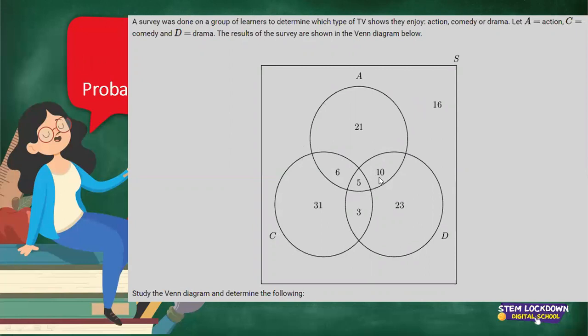So we're going to add all this together: 21 plus 10 plus 6 plus 5 plus 31 plus 3. That gives us the probability of A or C. So 21 plus 10 is 31, 31 plus 11 is 42, 42 plus 5 is 47, 47 plus 31 is 96. So 1 minus 96 over 115 will give us our answer to that.